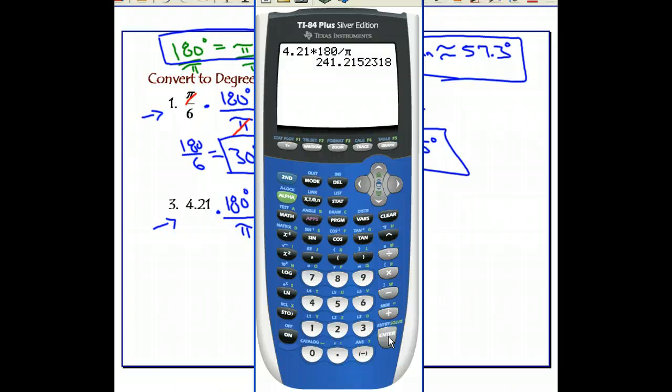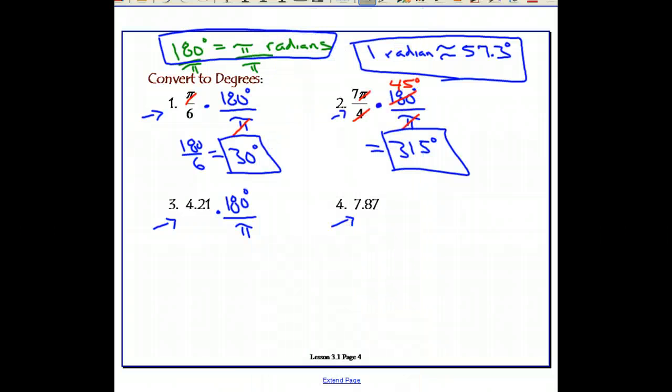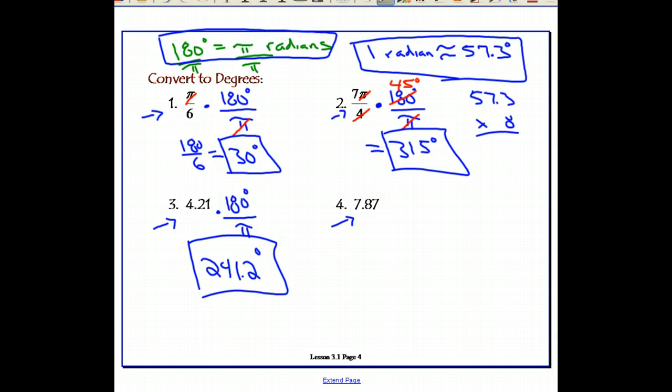We said a radian was about 57 degrees. We had a little more than 4 of them. So 241.2 degrees seems to make sense. 241.2, don't forget your units. 241.2 degrees. All right, 7, almost 8 radians. Well, let's see. I'd take 57.3 times a little less than 8. Are we thinking about 400 or 500 degrees this time? Hopefully, as a ballpark. So times 180 over pi.